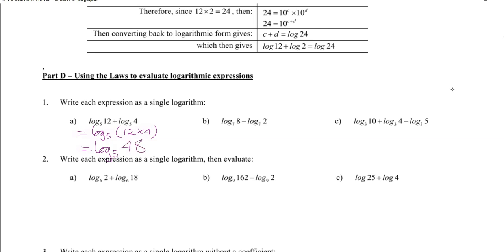So when it says write it as a single log, that means it's going to be log base something of one thing, so we don't have two logs. Initially we have log base 5 of 12 plus log base 5 of 4. We write that as a single log. If we are subtracting, we divide. So it's the log base 7 of 8 divided by 2, which is 4. So it's the log base 7 of 4. Okay, try the last one, see what you get.